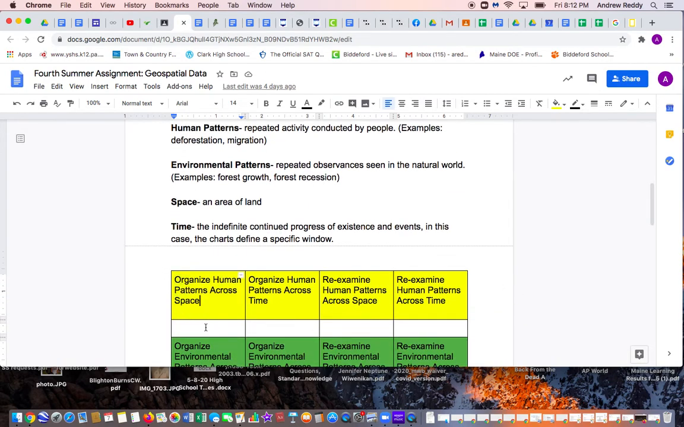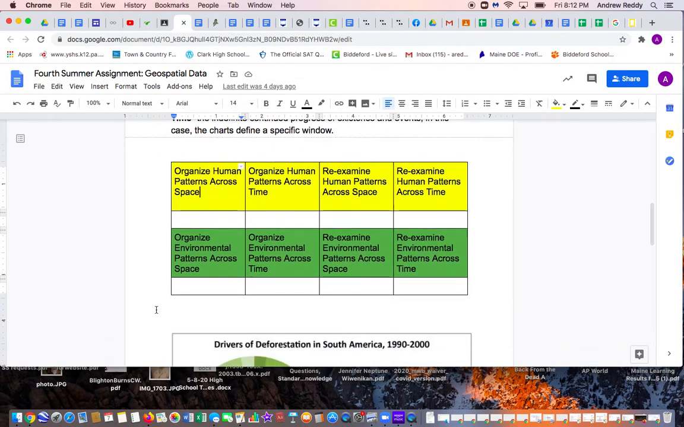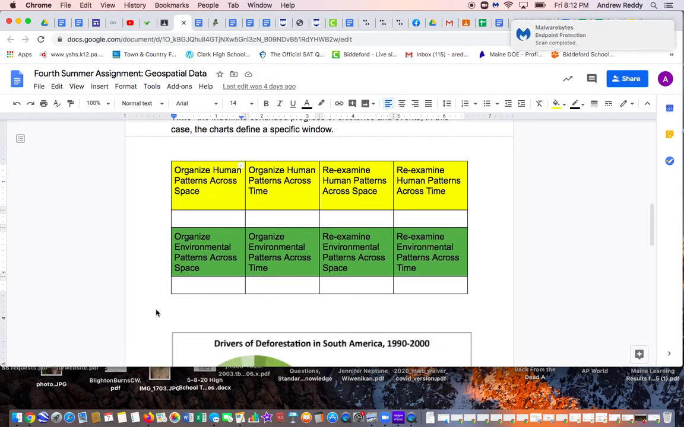So here in this chart, you are basically just going to say, how did the geographers in the charts organize human patterns across space and time? Here for space, here for time. Here, how did they re-examine those human patterns? And here, how did they re-examine the human patterns across time? And then the other one would be environmental patterns as opposed to human patterns. How do they organize them? How do they re-examine them?